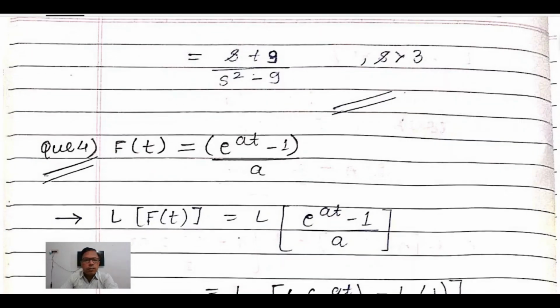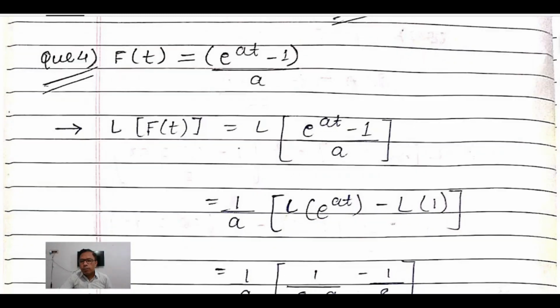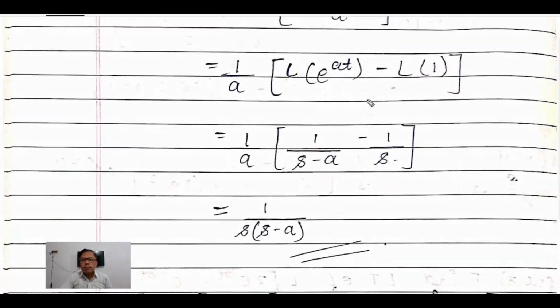So the next question is: find the Laplace transform of the function f(t) equal to (e power at minus 1) upon a. So the given function is this, and we can write it as 1 upon a times Laplace of e power at minus Laplace of 1. We know that Laplace of e power at equals 1 upon s minus a and Laplace of 1 equals 1 upon s. Taking LCM, we have the final answer 1 upon s into s minus a.